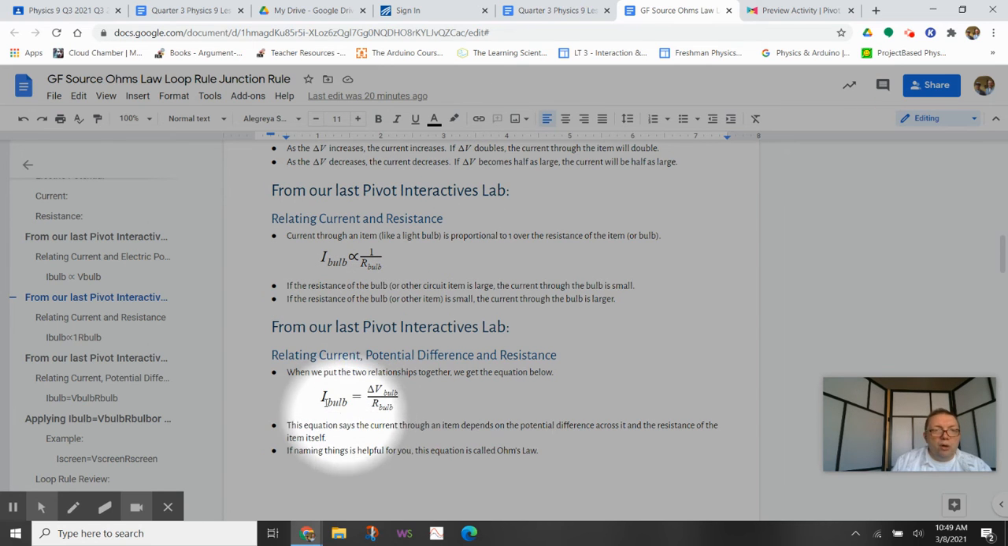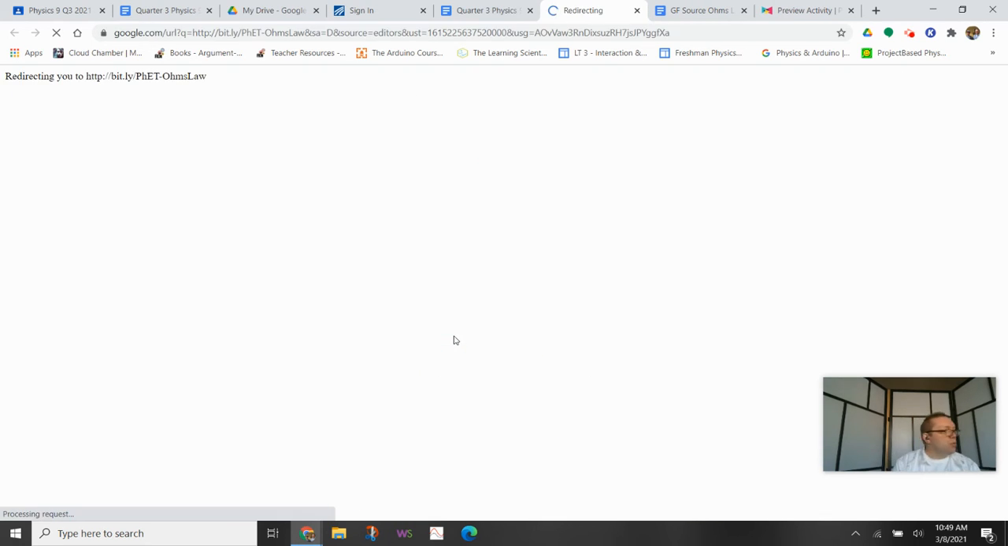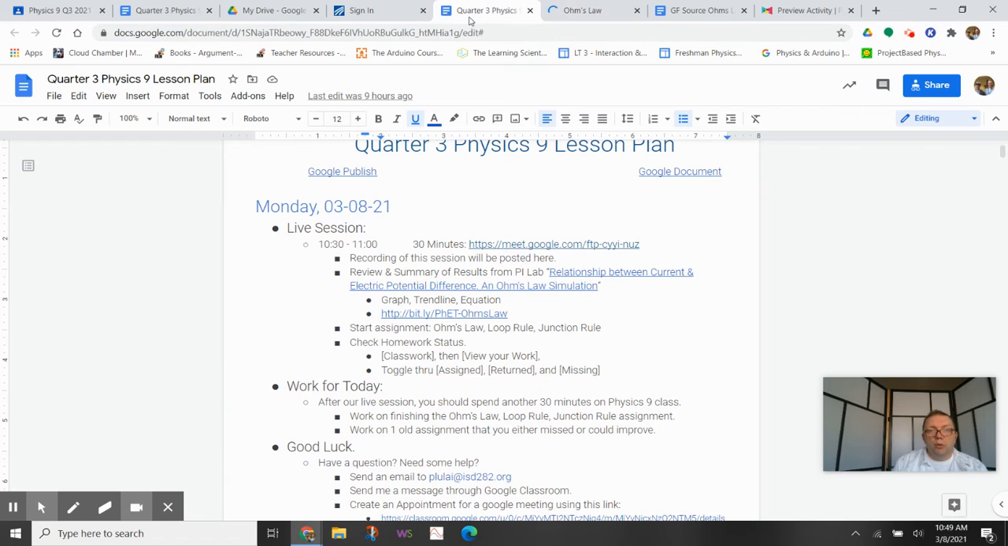And putting all that stuff together is this Ohm's law relationship again. Current is potential difference over resistance. And I forgot, I was going to open up this little ditty here. This is just a nice visual for the relationship. While that's loading, we'll go back here.